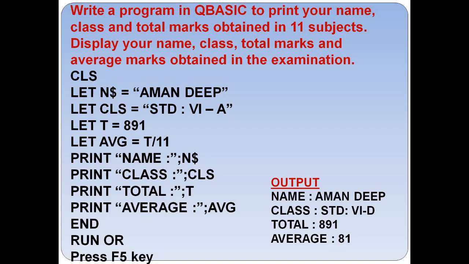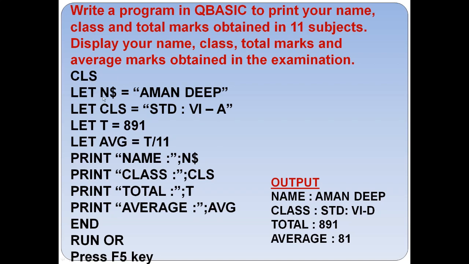The first program is: write a program in QBasic to print out your name, class and total marks obtained in 11 subjects. Display your name, class, total marks and the average marks obtained in the examination. This program we will make in QBasic. First, we will write CLS. CLS means clear screen. This is the command.